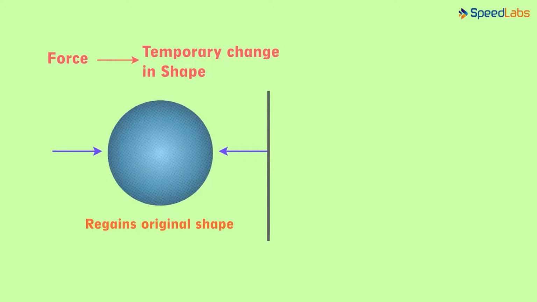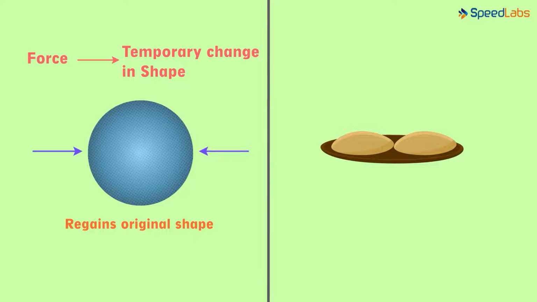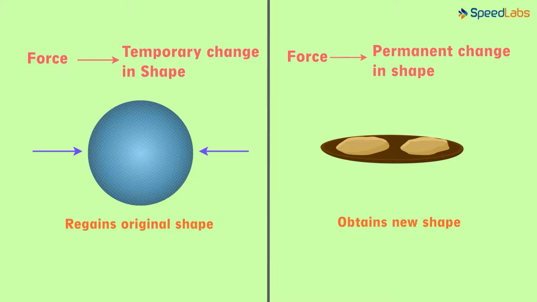Now instead of a sponge ball, let's take a piece of dough and perform the same experiment. Hold it in your hand and try to press it. The piece of dough obtains a new shape. However, in this case, when you release the dough, it does not reattain its original shape. It remains deformed even after you've released it. So here we can say that force causes a permanent change to the shape of the dough. In order to overcome this change, that is to restore the dough to its original shape, we need to apply an external force on it.